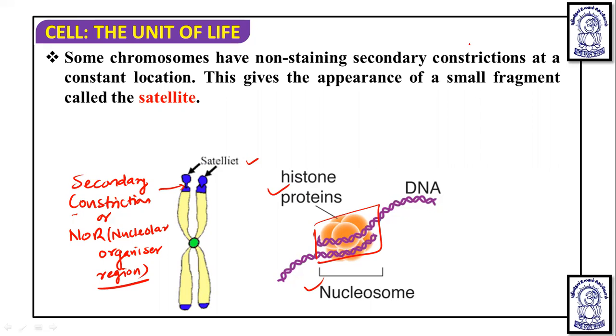In some chromosomes, you will see a non-staining secondary constriction. The primary constriction is the centromere. The secondary constriction is found at some constant region, and that gives the appearance of a small fragment called satellite. So this is the satellite, but the secondary constriction is also known as the nuclear organizer region, and this one is the primary constriction.